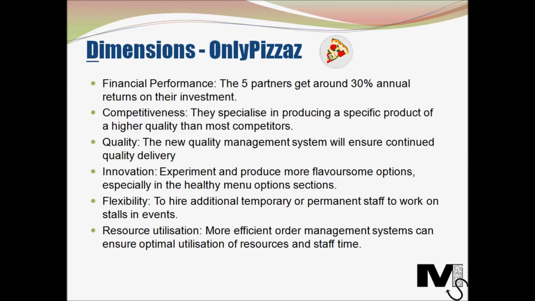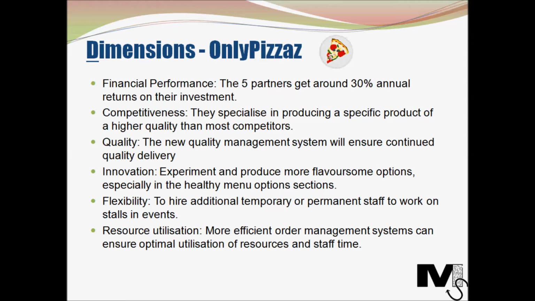For example, you could hire additional temporary or permanent staff to work in stalls in events, or to focus on seasonal surges in demand. Resource utilization. Faster and more efficient order management systems can ensure optimal utilization of resources and staff time. So another area to look at would be wastage of goods, for instance.